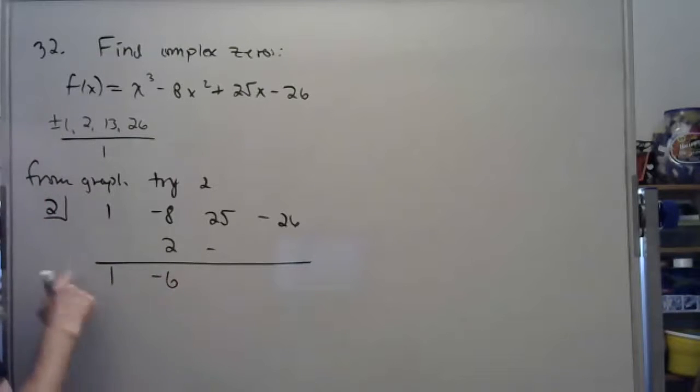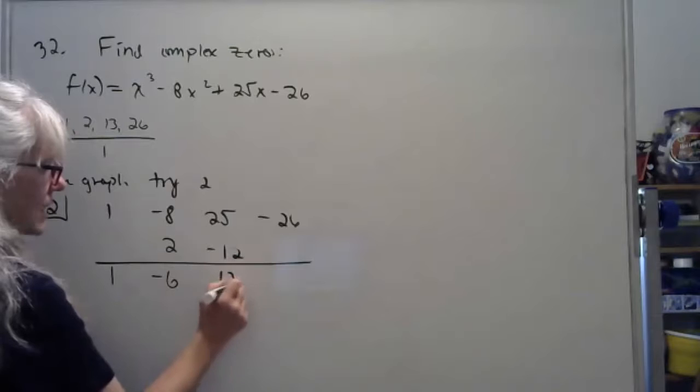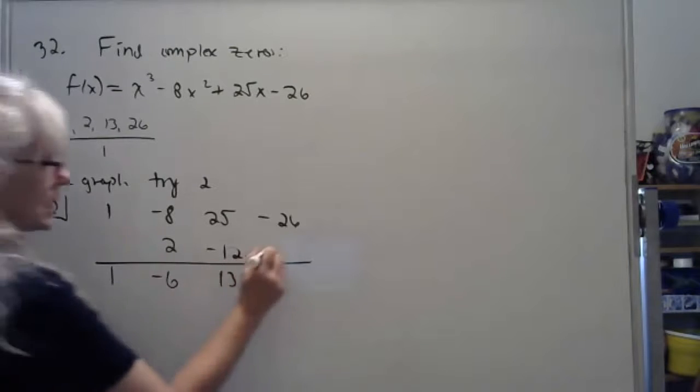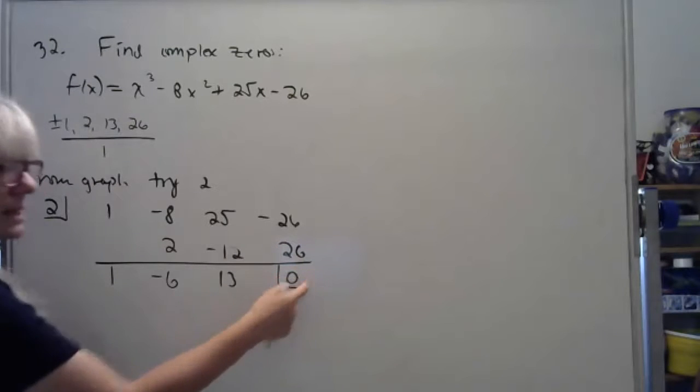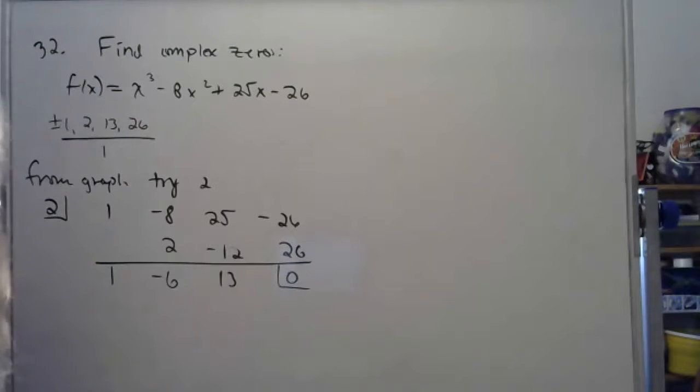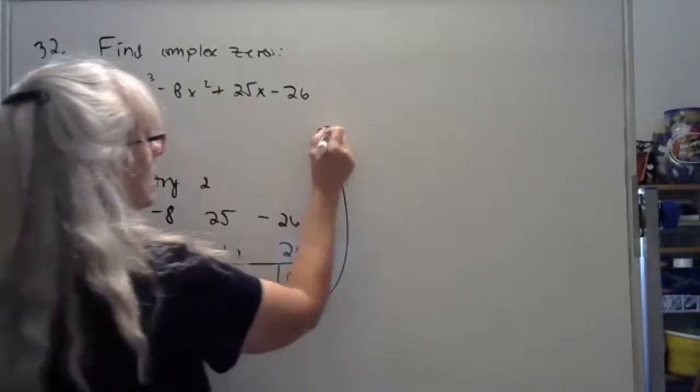Okay, -6. 2 times -6 is -12. That's going to give me my 13. 2 times 13 is 26 and gives me a 0. So I knew I was on the wrong track because I wasn't going to get the 0 over here. And the calculator guarantees me that's a 0. Okay, now what's left down here is your quadratic.